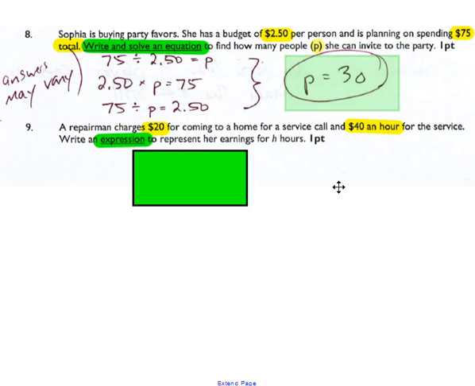But if you solve it, which you were supposed to do also, write and solve, you would have found out that she can invite 30 people. Because if I solve any of these, 30 would be what makes the problem true now.